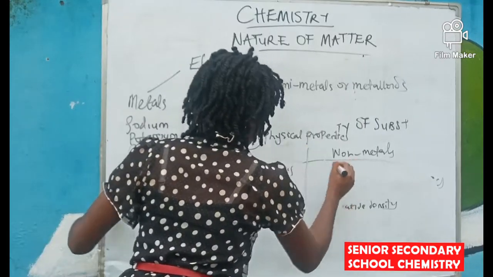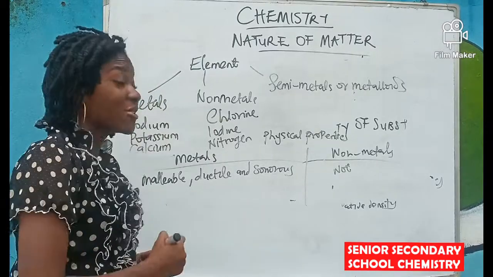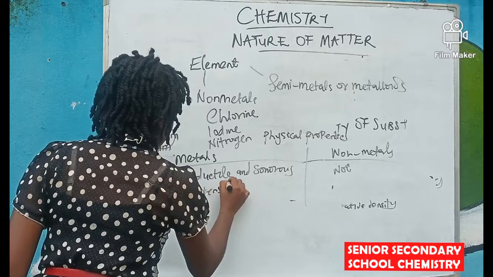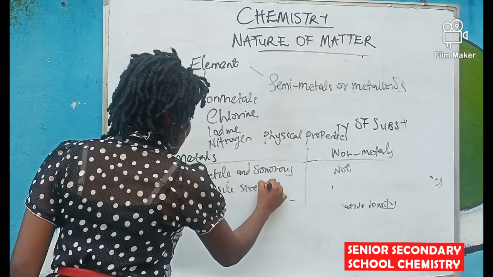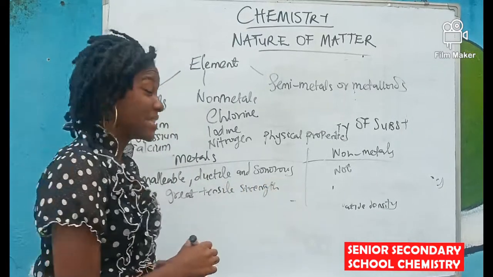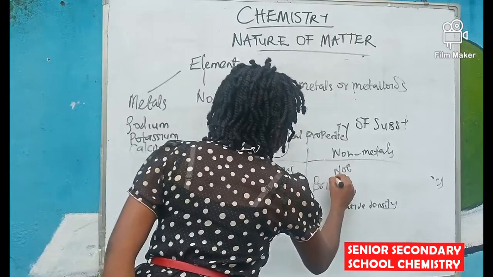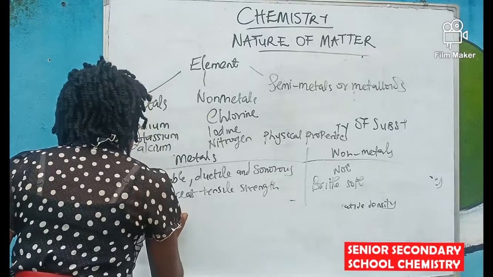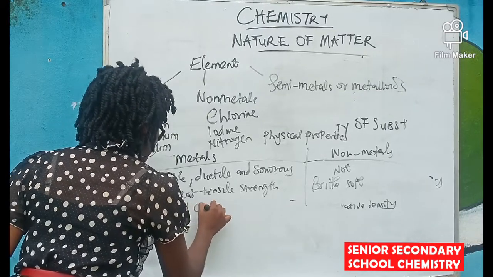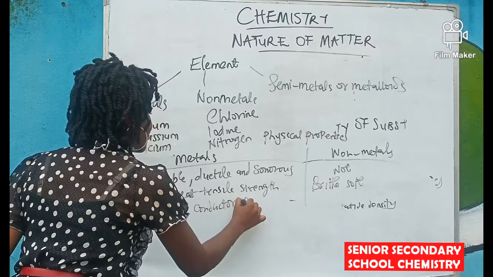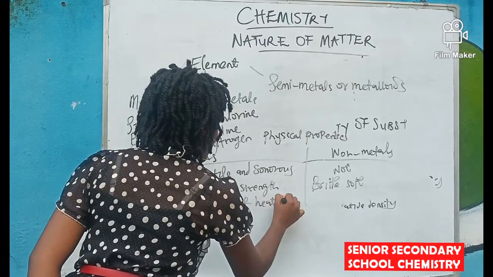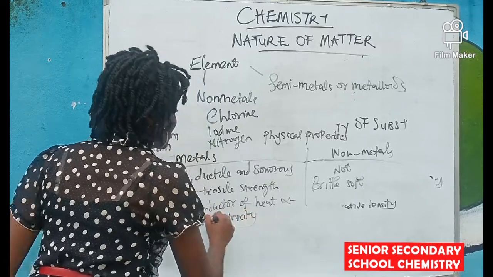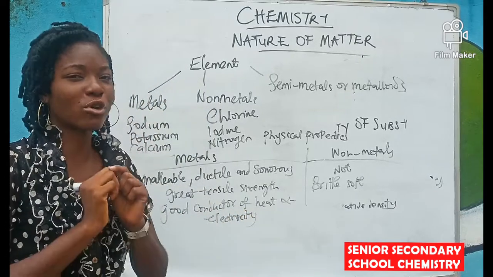Non-metals are not. Okay? Metals have great tensile strength. They are strong. They are hard. While non-metals are brittle and soft. Metals are good conductors of electricity and heat. Non-metals are not good conductors of electricity and heat, except for graphite.